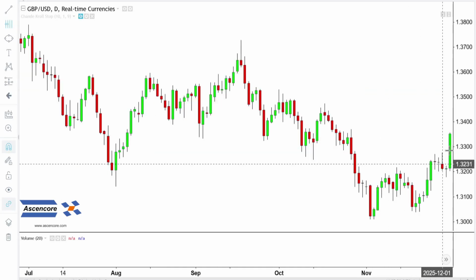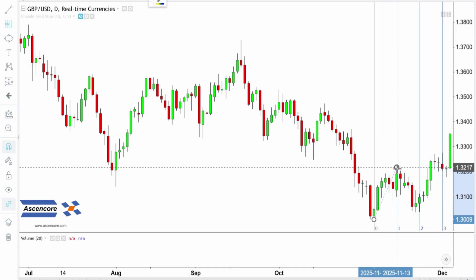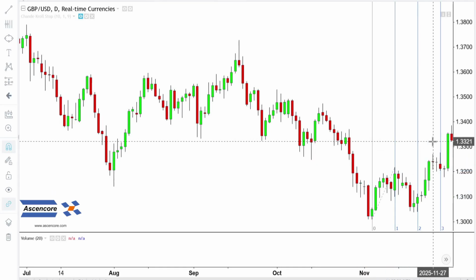Here's a great example of a double bottom reversal completing quickly. A great landmark to place a fib time zone on, which immediately runs lines through key developments during this bullish reversal.